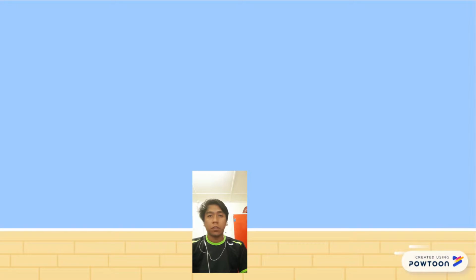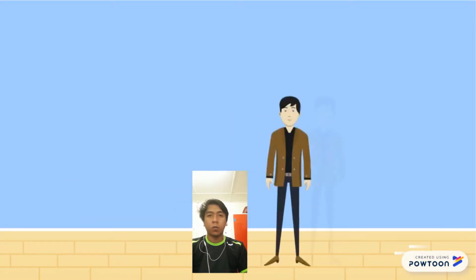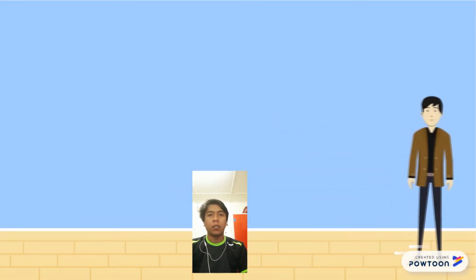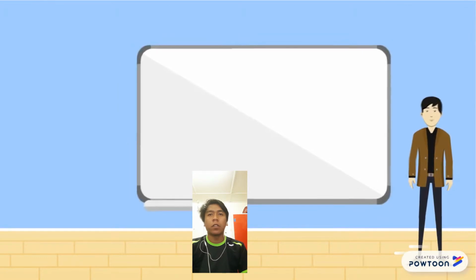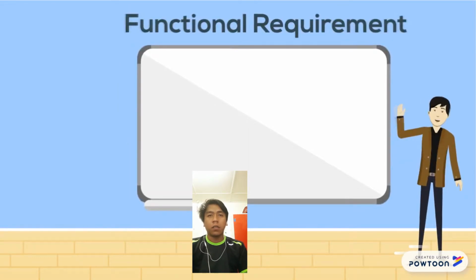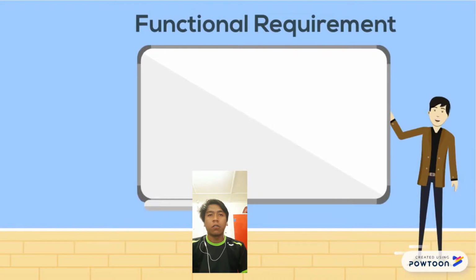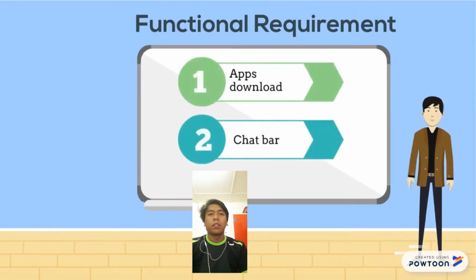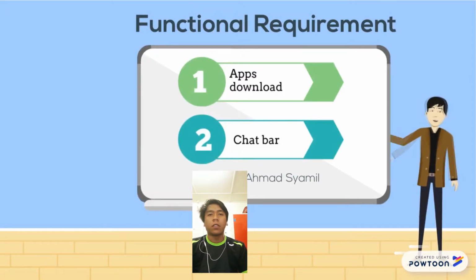The first functional requirement for our case study, Shopee, is an application. Nowadays, e-commerce requires an application to reach customers so they can access the e-commerce anytime and anywhere. Shopee has provided a link and a QR barcode to download the application. The second functional requirement is a chat bar. Shopee has provided an option for customers to have a conversation between a customer and a seller.